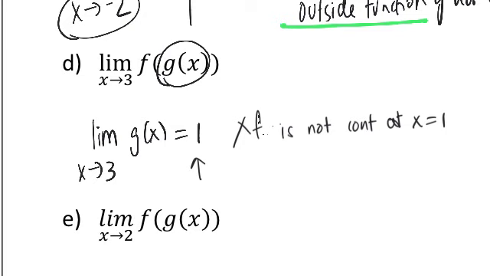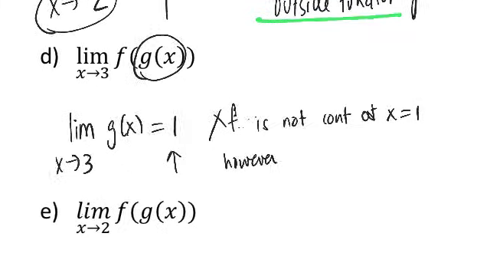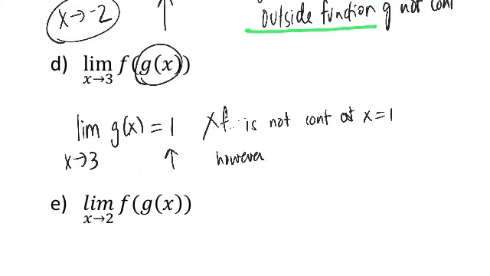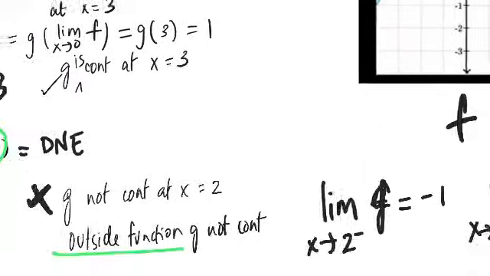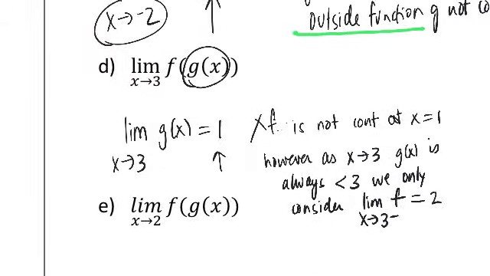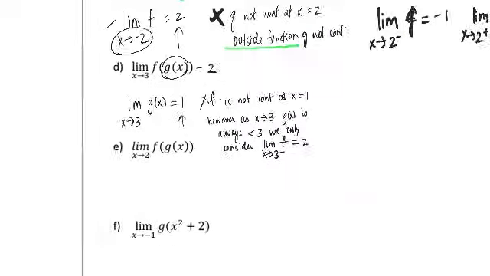However, if you really wanted to write out the justification, you'd have to say something like, however, since as x approaches 3, g of x is always less than 3, we only consider the limit of f as x approaches 3 from the left side, which is equal to 2. And so the answer here is going to be equal to 2. Okay, let's do another one.